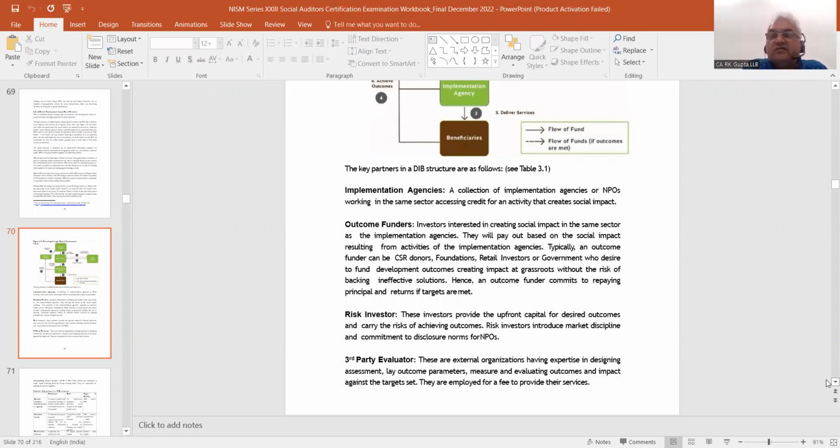Outcome funders are relatively at lower risk because they release funds only when the social impact creation is demonstrated. So they are investors interested in creating social impact in the same sector as the implementation agencies. So they will pay out based on the social impact.